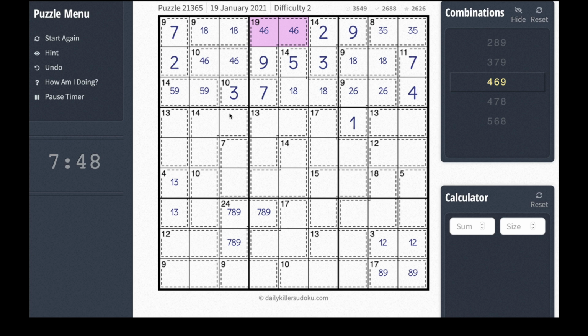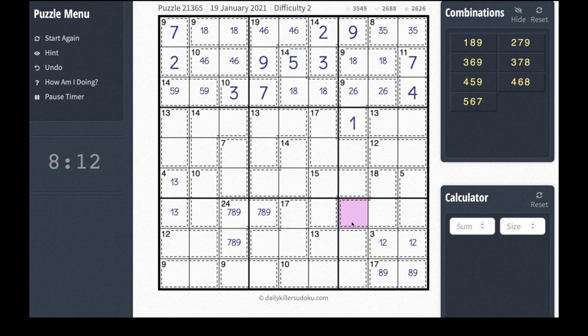Now, let's continue and see where we can get to. Let's just start doing a little bit of basic housekeeping. We can take 8s out of here because we've got an 8, 9 at the end of this row. Nothing else. We're going to need a little bit more help to start figuring out what these are.